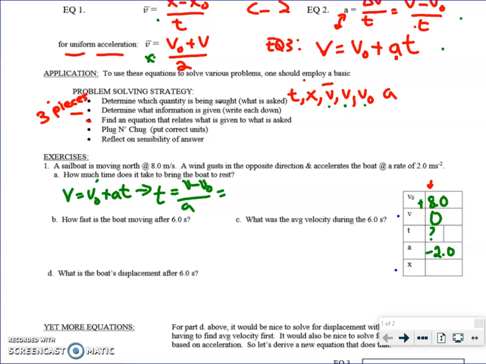Okay, now I can plug and chug. So V is 0. V0 was 8. A was -2.